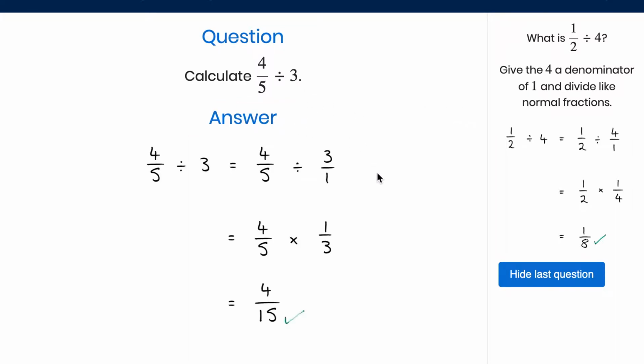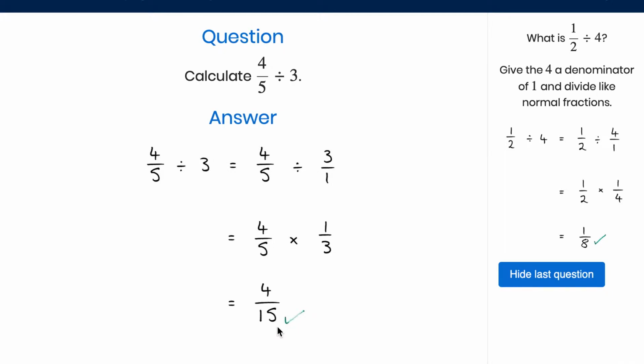Again, we give the 3 a denominator of 1 and divide. So 4/5 divided by 3 is equal to 4/5 divided by 3 over 1. And so this is the same as 4/5 times 1 over 3, which comes to 4 over 15, because 4 times 1 is equal to 4, and 5 times 3 is equal to 15.